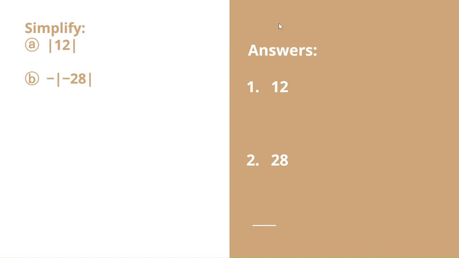Okay, the answer will be 12 and 28. Wait, sorry, this one should be negative 28, not 28. It's a typo. But so we can see now, the absolute value of 12 is definitely 12, and the absolute value of negative 28 will be 28. But there is a negative sign in front of the absolute value of negative 28, so it is actually negative 28. It's a typo on number 2.